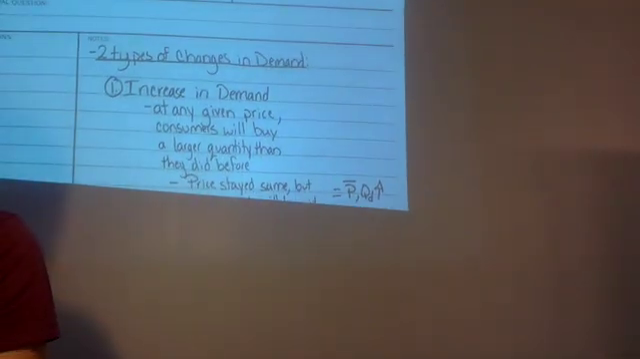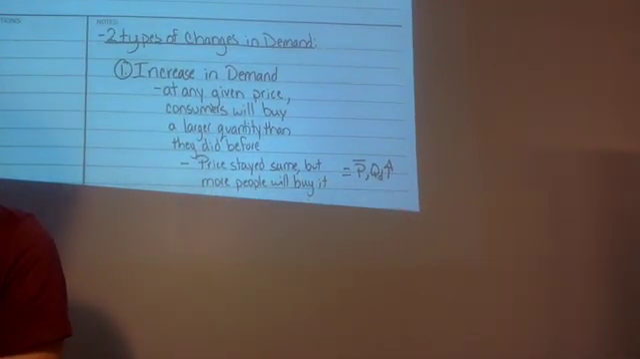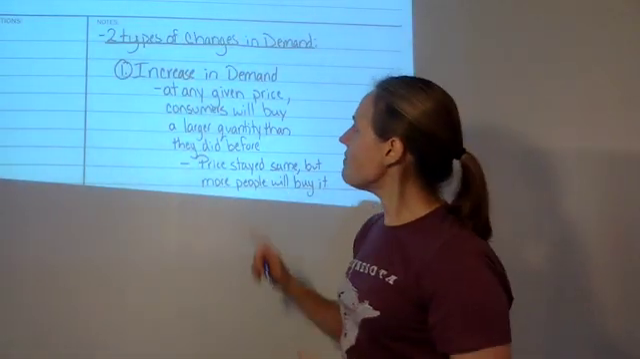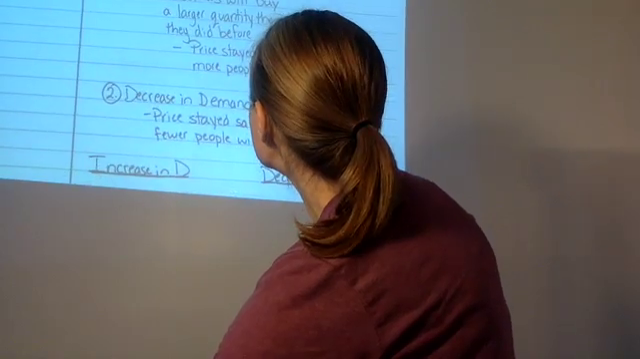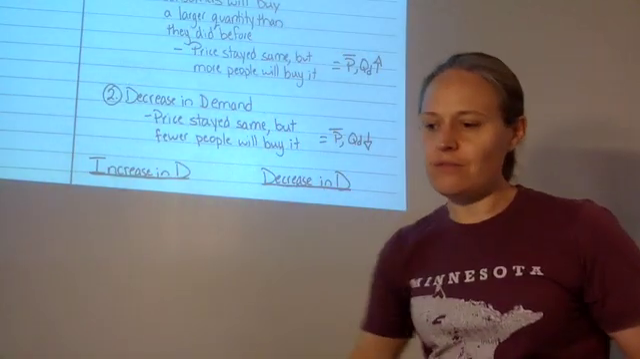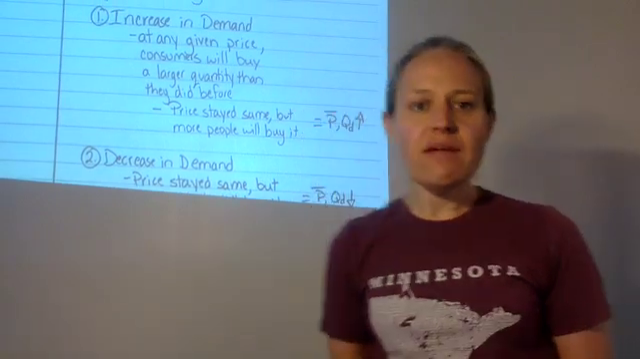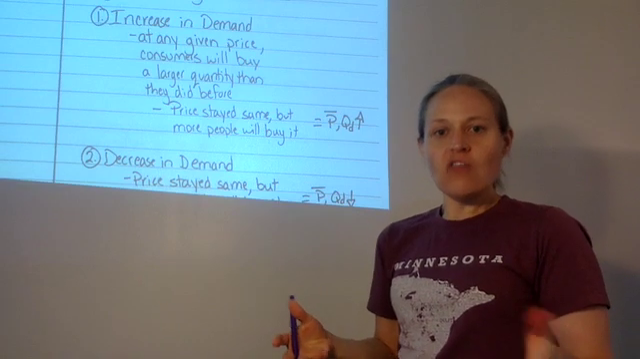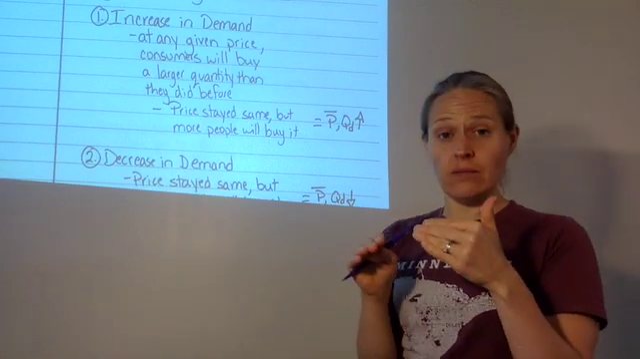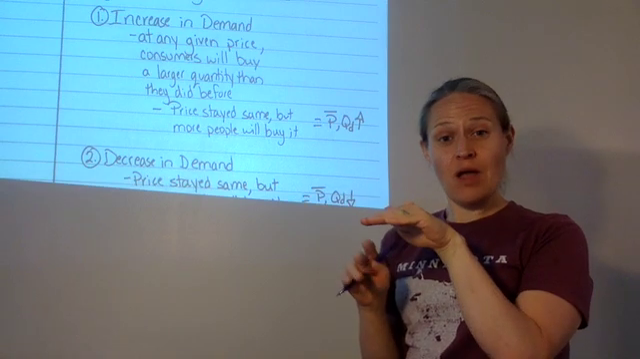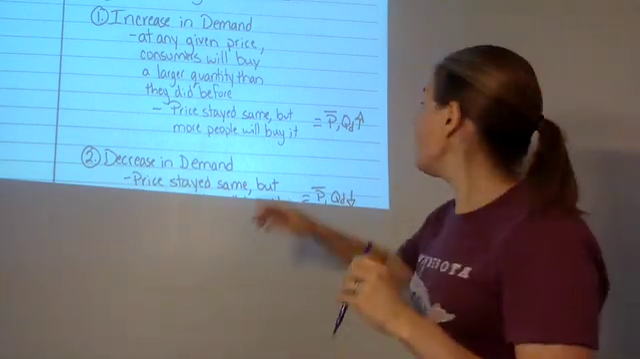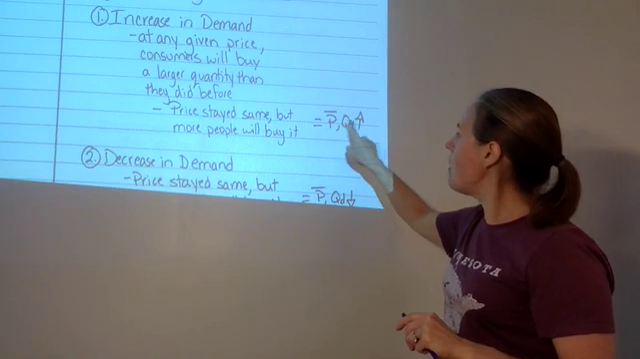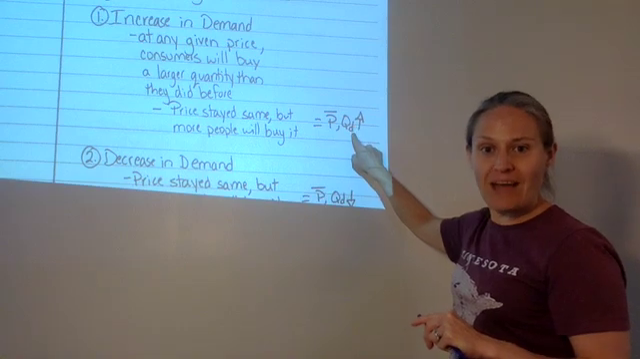All right, so page 5, two types of changes in demand. And our two types are an increase in demand and a decrease in demand. So an increase in demand means that at any given price, consumers will buy a larger quantity than they did before. So it means that for some reason, the price of something stayed the same, but more people want to go out and buy it. And that's what these symbols mean. The price stayed the same, quantity demanded went up. Price stayed the same, more people want to buy it.